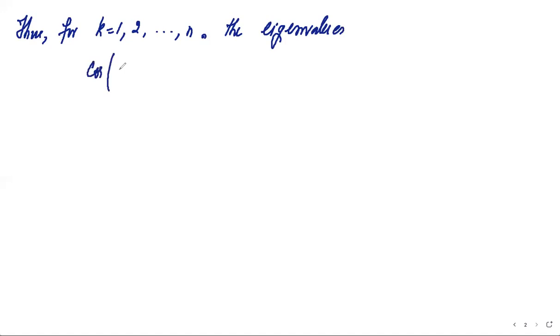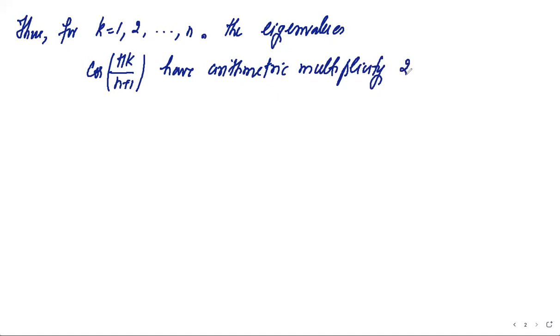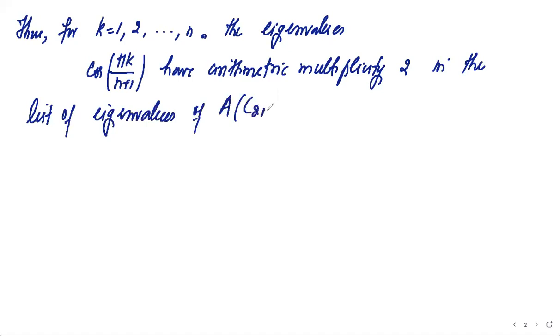So thus, for k equal to 1 up to n, the eigenvalues cos of pi k by n plus 1 have algebraic multiplicity 2 in the list of eigenvalues of the adjacency matrix of C_{2n+2}.